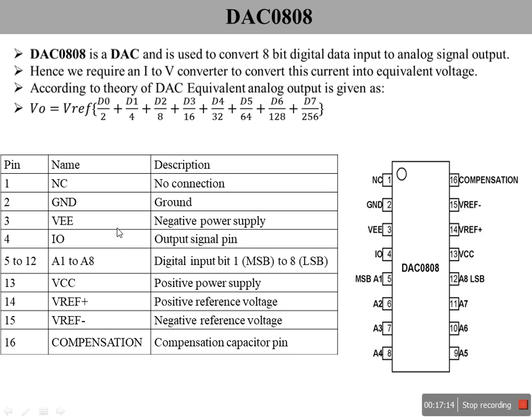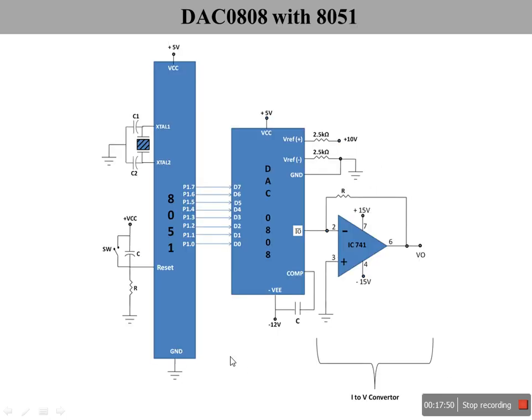Then these are the pin functionalities. Pin 1 is not connected. Pin number 2 is ground, then the negative power supply. Pin number 4 is the output signal pin. Then pins 5 to 12 are the digital input bits, A1 being the MSB and A8 the LSB. Then we have VCC, the positive reference voltage and negative reference voltage, and a compensation capacitor can be connected to this.